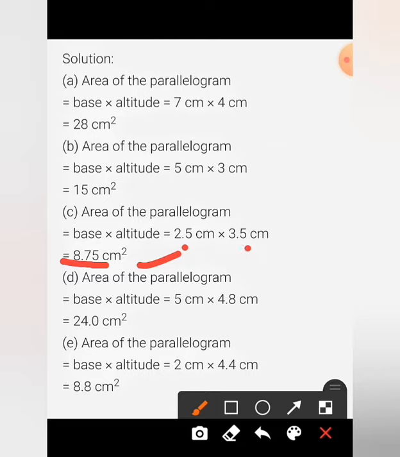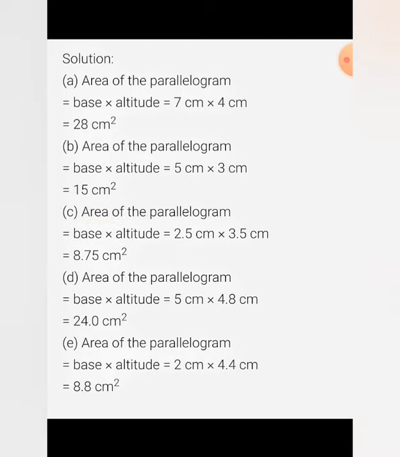If you multiply these both, the answer will be 875. And the point goes after 1 plus 1, that means 2 digits. So after 2 digits you will put the point, so it will be 8.75 centimeter square.